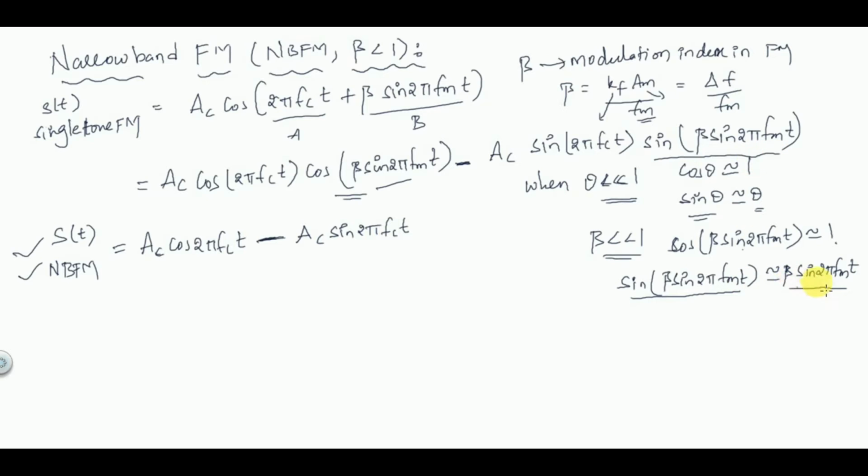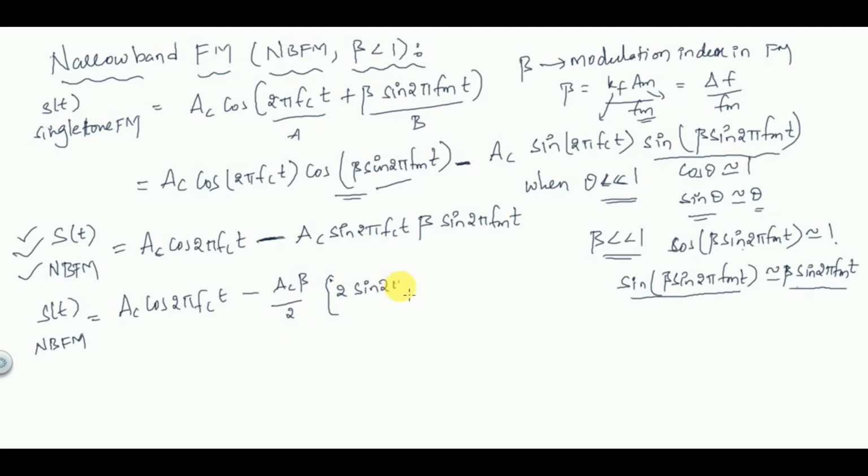So sine theta I'm replacing with theta, so I'm writing it with beta sine 2 pi fm into t. Okay, so this is the change you have to make when you want to write the time domain equation of NBFM wave. So s of t of NBFM is given by, first term is same, Ac cos of 2 pi fct. So this is of the form 2 sine sine, right? So Ac beta by 2, I'm dividing it with 2 and multiplying with 2 sine 2 pi fct into sine 2 pi fm into t.